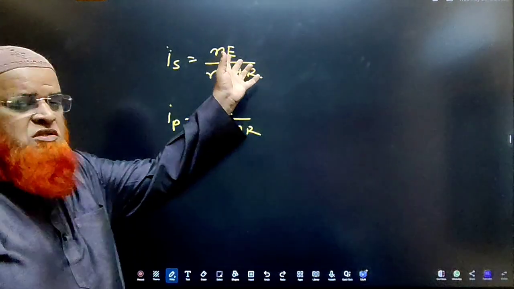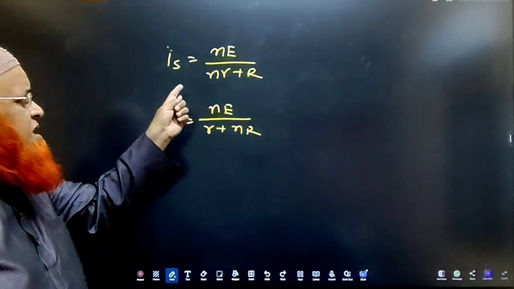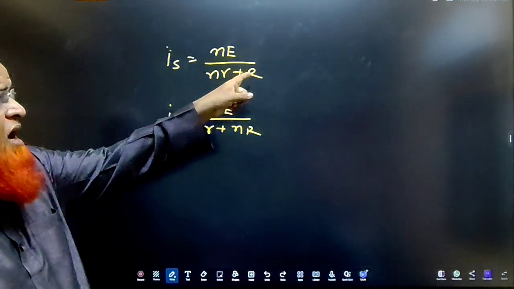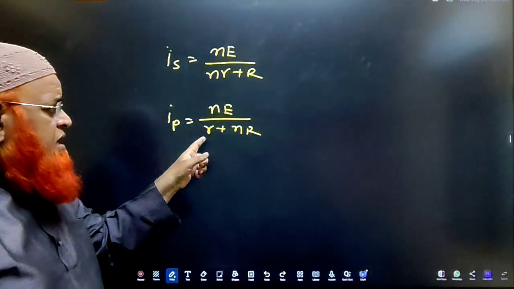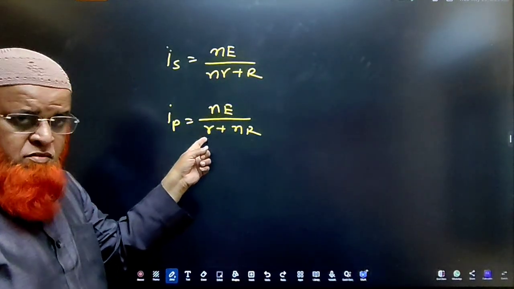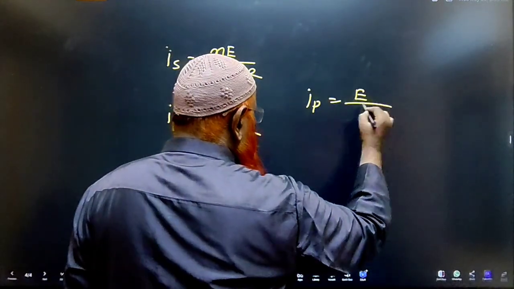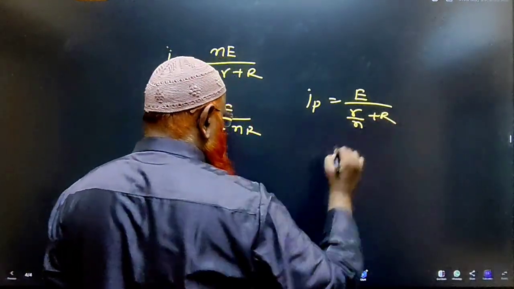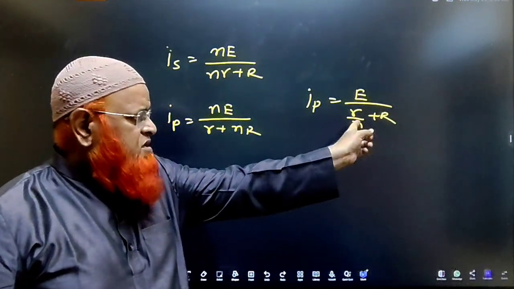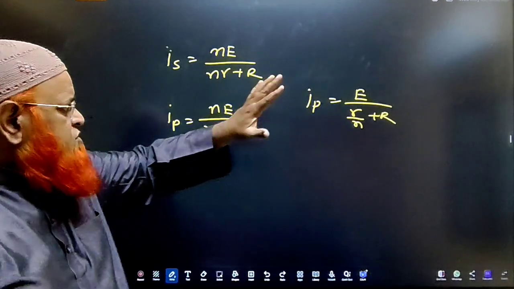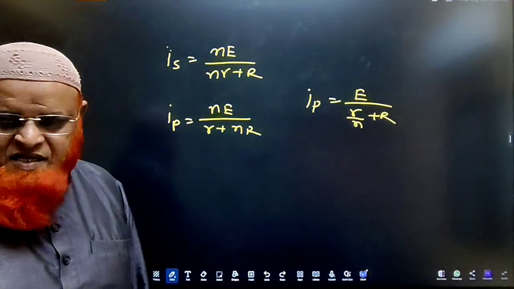In the numerators, both are getting N into E. But in the denominator, in series connection, as all the resistors are in series, we will write N into R plus capital R. Here, you will get R by N, no? Why are you getting like this? Because I parallel is nothing but E by R by N plus capital R. So this N will be transferred to that R and this denominator is transferred to the numerator. So that's the small difference between these two. Is it clear?